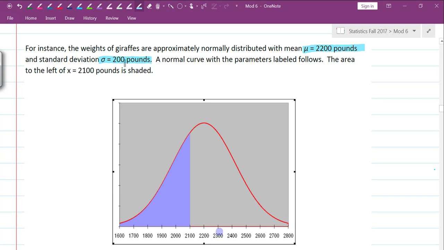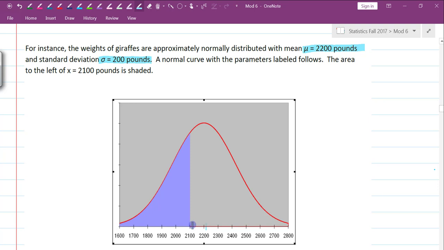We're at 200 pounds for standard deviation. So from here to here is 1 standard deviation, here to here is 2 standard deviations, and here to here is 3 standard deviations. You've got to look at your label. Starting at the mean, from here to here is 1 standard deviation, from here to here is 2, and from here to here is 3 standard deviations.